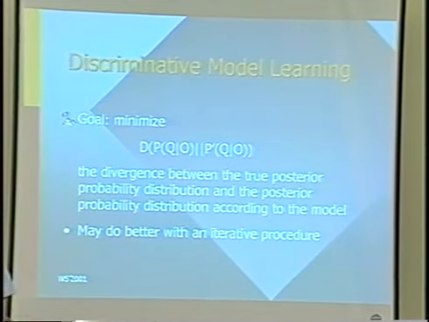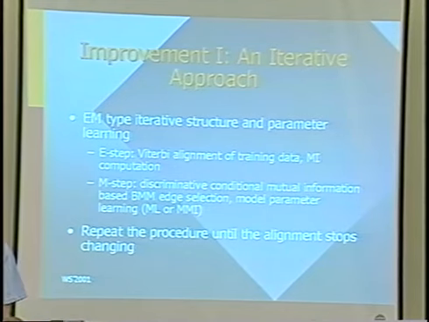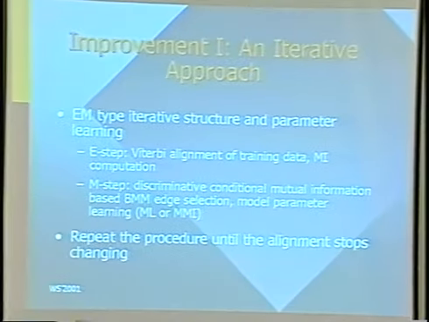So for discriminative model learning, our goal is to minimize this quantity here, which is the divergence between the true posterior probability and the posterior probability according to our model. And this may suggest that we can do better with an iterative procedure. So here I present two possible improvements over the learning procedure we adopted during the workshop.